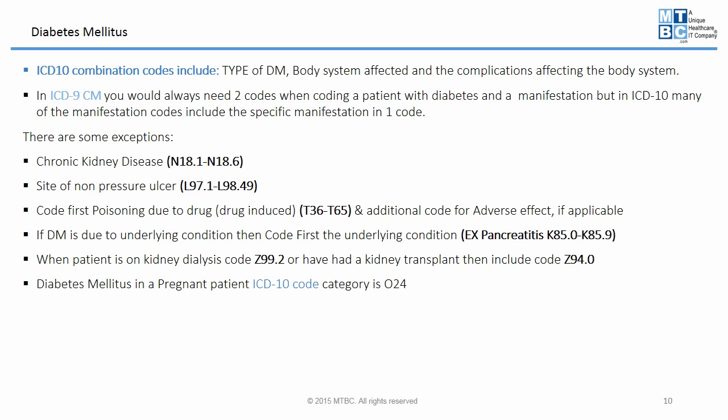When a patient is on kidney dialysis, Z99.2, or if they've had a kidney transplant, you should also include Z94.0. These are also risk adjustment codes.